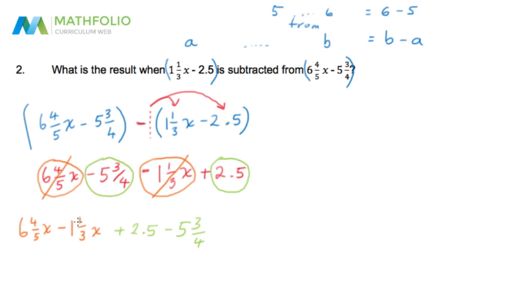We could just get rid of this mixed number, this minus 1 and 1/3. We could turn it into minus 1/3 x by dealing with this 1 and taking it away from the 6 over there. We could do that. But what I'm going to do might kind of seem like the long way round, but I'm just going to get common denominators with these numbers. So I'm going to do my C move.